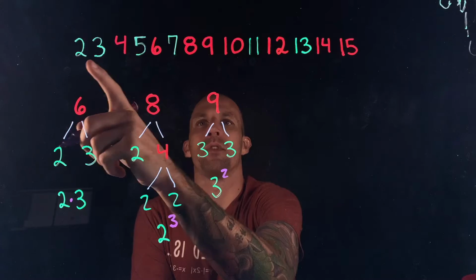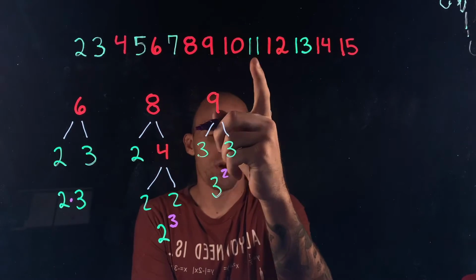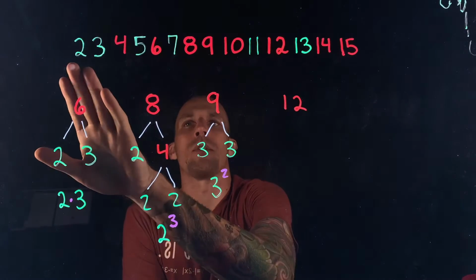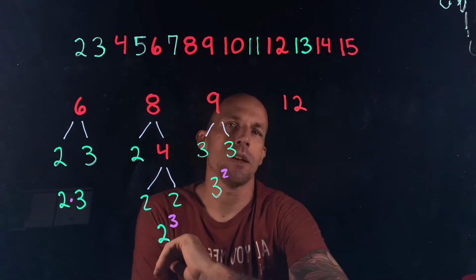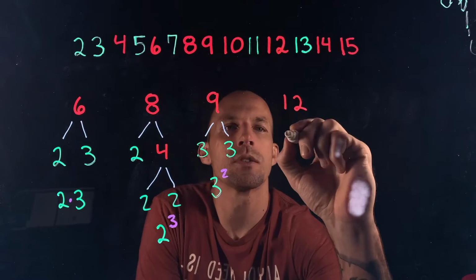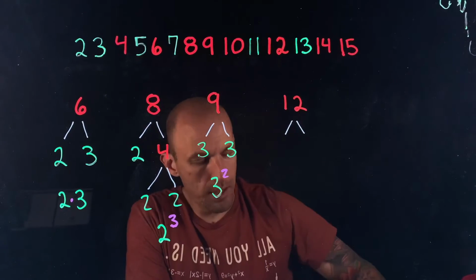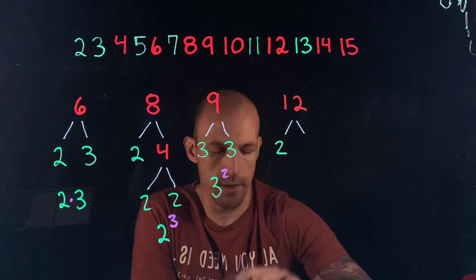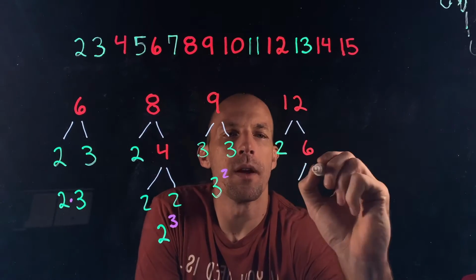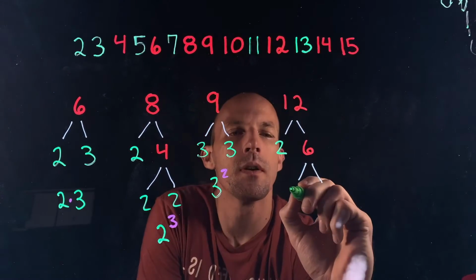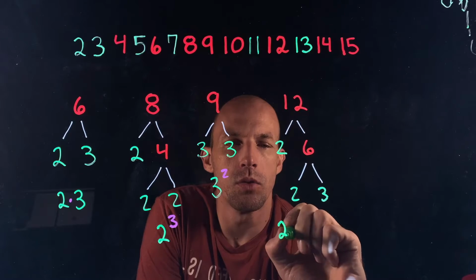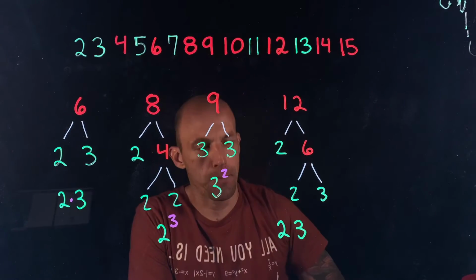10 is a composite of 2 and 5. 11 is prime. 12 is a composite, can be divided by 2, 3, 4, and 6, but 4 and 6 are composites, so they can be decomposed to their prime constituent parts. And you can break down the multiplication however you see fit. You can do 2 and 6, and then break down the 6 to 2 and 3. Our prime factorization here is 2 squared times 3.